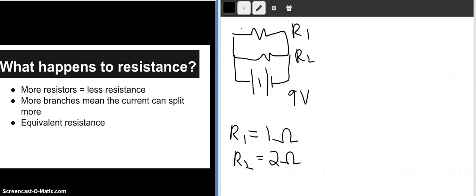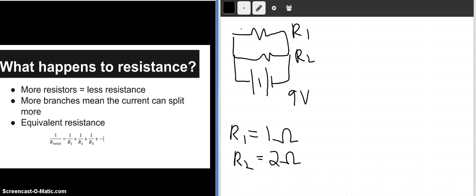Okay, so equivalent resistance. For a series circuit, yet again, we just add them up. The total resistance is R1 plus R2 plus R3 plus however many R's you have. And the number gets bigger and bigger and bigger the more resistors you add. Equivalent resistance in parallel is different. The more resistors you add, the smaller your number should get overall, which means your equation looks like this: the inverse of your total resistance equals all the inverses added together.